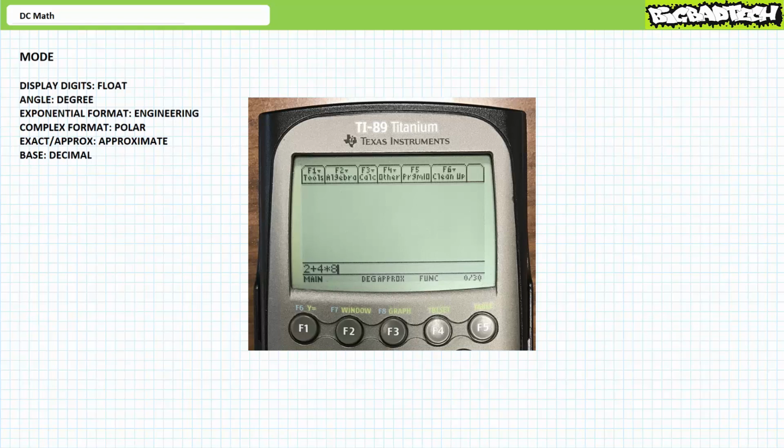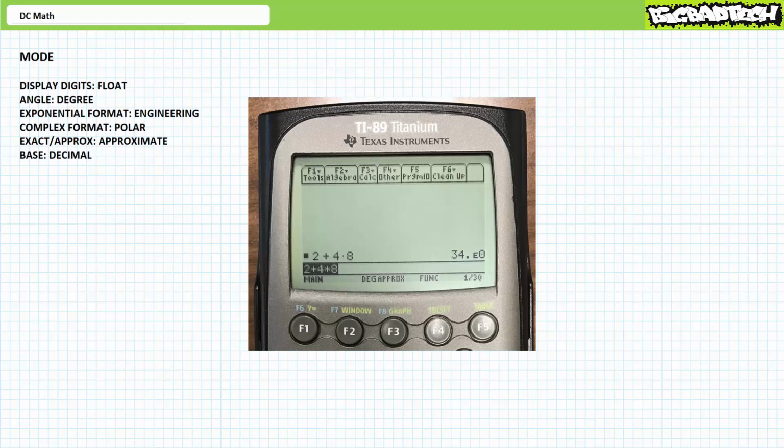Enter it as 2 plus 4 times 8. Press enter. As we might expect, the calculator applies the order of operations such that the multiplication receives higher priority than addition and returns a value of 34. Notice the calculator takes the time to rewrite the expression on the left-hand side. This is a great way of checking your work. Did you mean to enter this expression as indicated? If so, move on to the next problem.